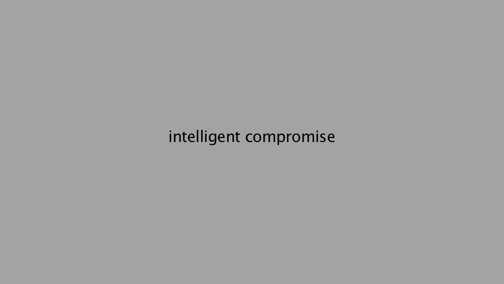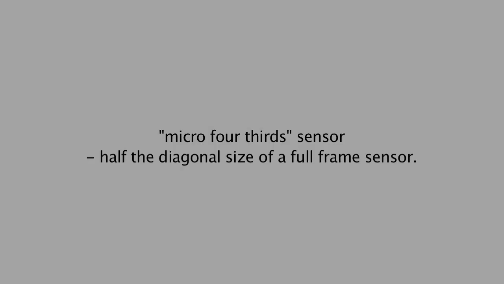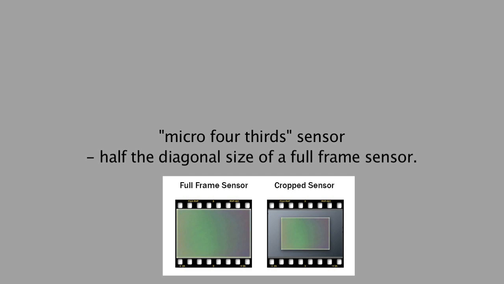The same thing goes for another crop sensor that is called a micro four thirds sensor, which is about a quarter of the size of a full-frame sensor and is half the diagonal size of a full-frame sensor. It's important to note that when we are comparing a crop sensor camera to a full-frame one, as we'll see later, knowing that sort of comparative diagonal size is important.